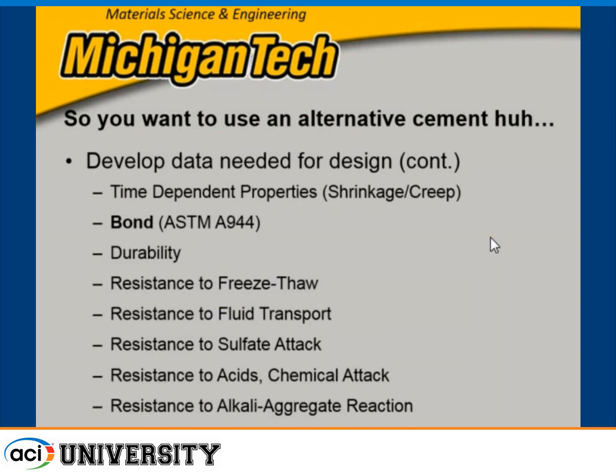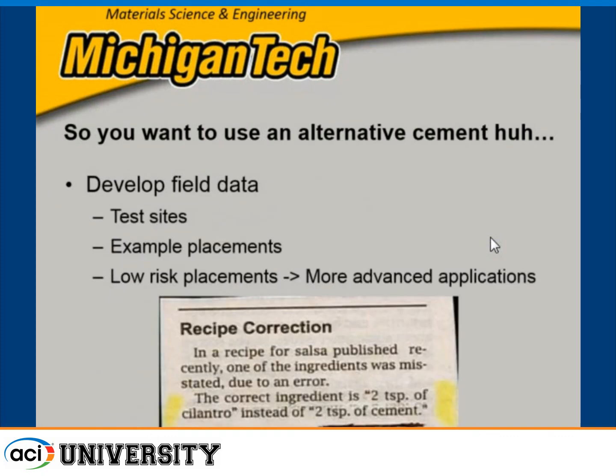It's a very simple thing. It's a very basic thing when it comes to design. It's understanding the bond. And we don't have even a good process for getting that number for Portland cement concrete. How are we going to get it for these other materials? So again, there's a role here for ACI and the various committees to look at how to get that done.